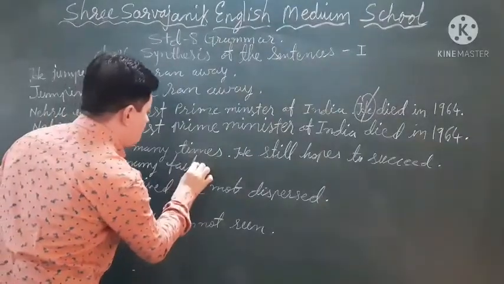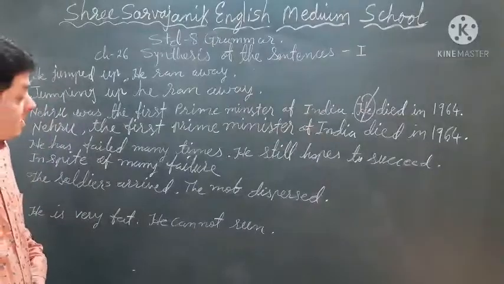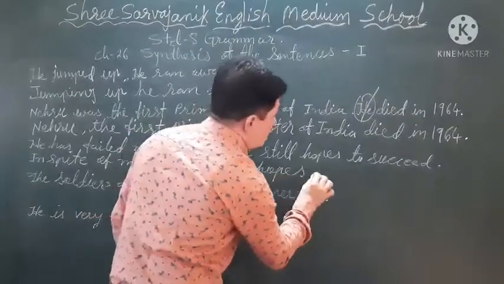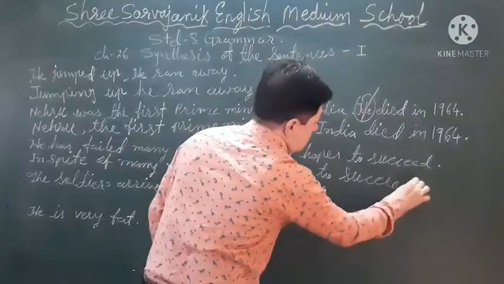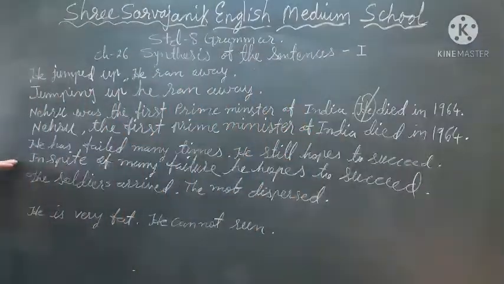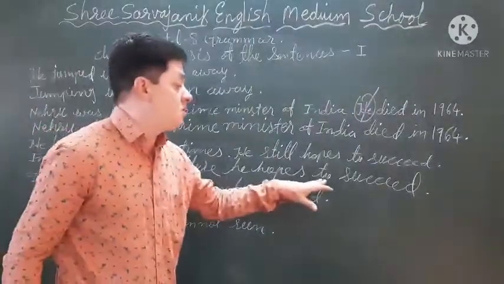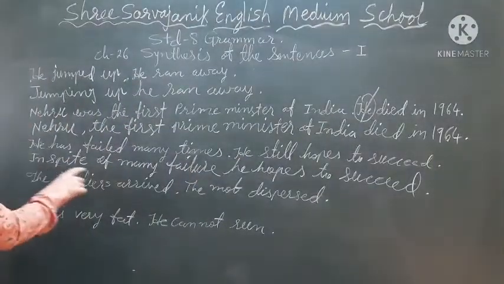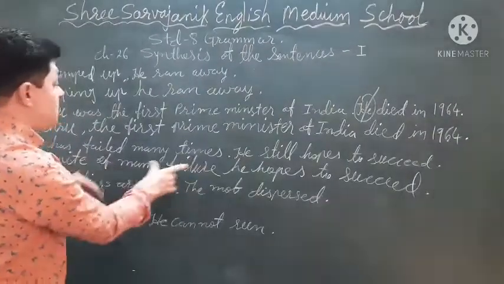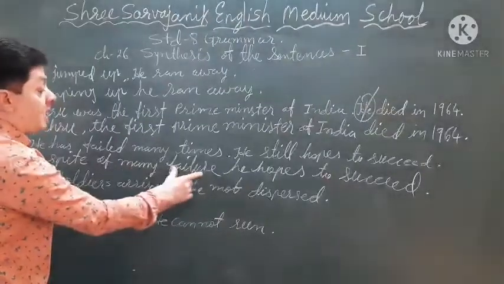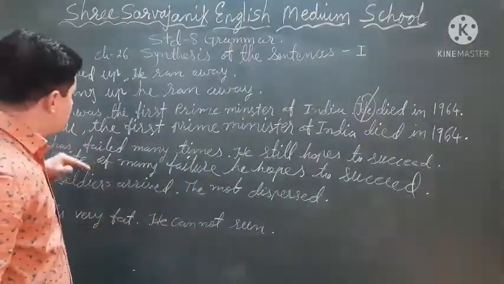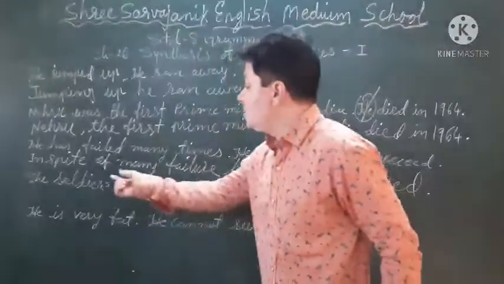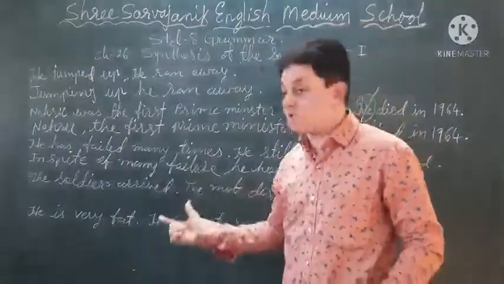In spite of many failures, he hopes to succeed. Okay. In spite of many failures, he hopes to succeed. So here, dear students, what have you done? You use the prepositional phrase, in spite of, and you also made a phrase here, many failures. So this way, the preposition you can use with the phrase. This way you can also join the sentence and make a successful synthesis.